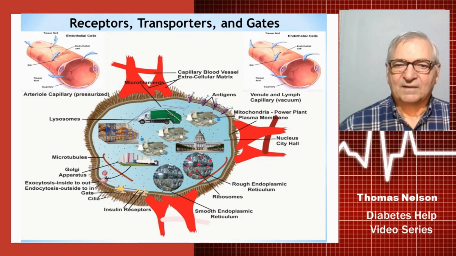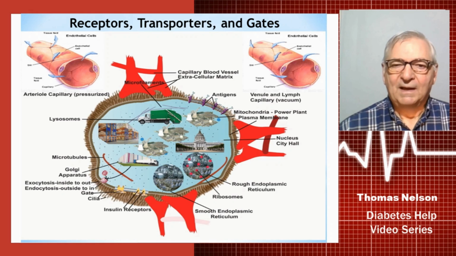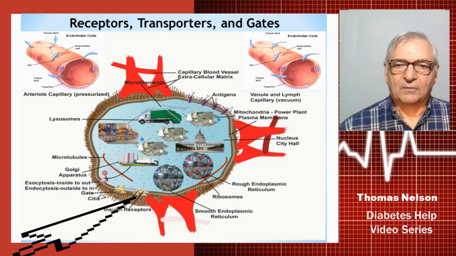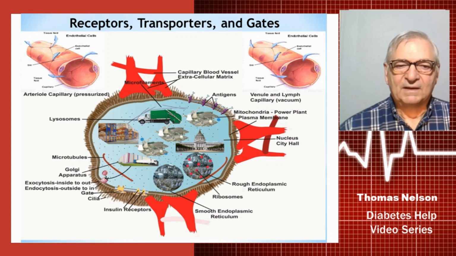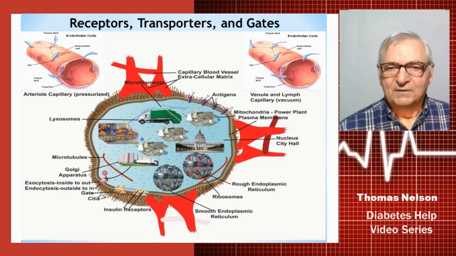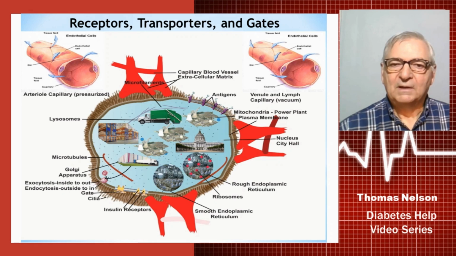And then enzymes inside will act on those and convert them into whatever is needed inside the city and store them in a warehouse. So down in the lower left-hand corner there, you see what's called an insulin receptor. It just happens that that particular receptor is specifically designed to attract, capture, and pass one molecule of insulin through the membrane of that city into the inside.